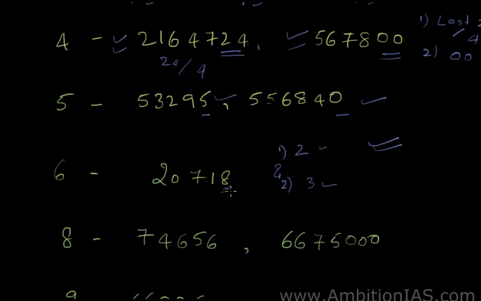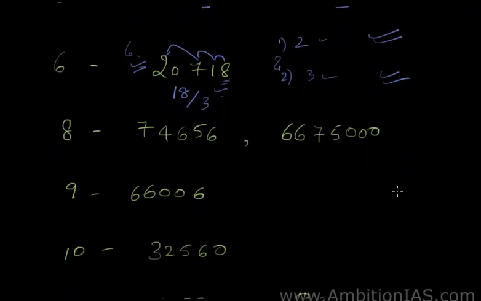Now the second condition: we have to check if the number is divisible by 3. So we know the divisibility rule for 3. We need to add all the digits of the number. So 8 plus 1 is 9. 9 plus 7 is 16. 16 plus 2 is 18. 0 we are not adding here, no value. So the complete sum of all the digits is 18, and we see if 18 is divisible by 3. Yes, 18 is divisible by 3, so the second condition is also met. So we can safely assume that this number is divisible by 6. Divisibility by 8. Divisibility by 8 is also pretty simple.